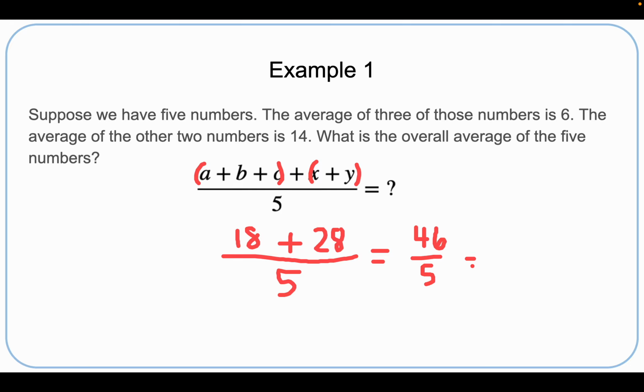And we end up with 9.2 being the average. So see how 9.2 is closer to 6 than it is to 14. It's not right in the middle of them. It's closer to 6 because we had more numbers that averaged out to 6.